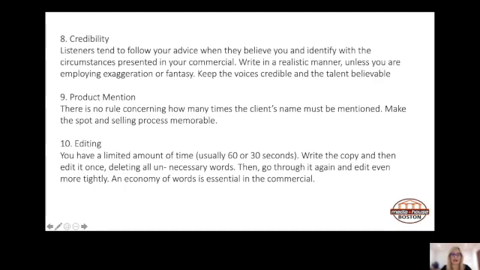And then number 10, editing. You have a limited amount of time. So usually 60 seconds max, but the average would be 30 seconds. So write the copy and then edit it once, deleting all your unnecessary words. Then go through it again and edit even more tightly. An economy of words is essential in the commercial. Okay, I think you'll see you'll come down to about 90 words, give or take, for a 30-second ad. And that's not a lot. Okay, it's not a lot of time to convey a brilliant message about a product or a service.